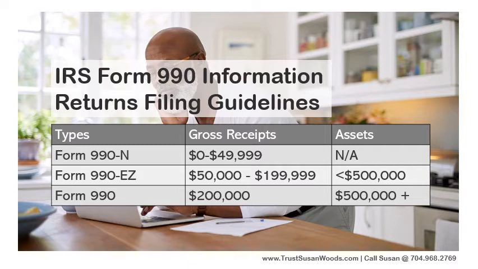If your gross receipts are between $50,000 and $199,999, and your assets are less than $500,000, then you will file the Form 990EZ. Now, if your gross receipts are $200,000 or more and your assets are $500,000 or more, then you will file the Form 990. So again, this is just providing you guidance on how to file your Form 990 information returns and which type you should file based on the information I'm sharing here.